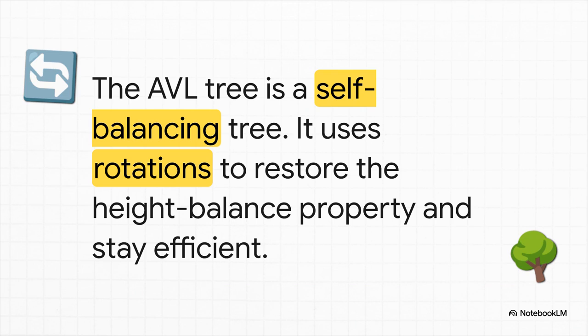Well, it's self-balancing. This means whenever you add or remove something, the AVL tree actually checks to see if it's getting lopsided. And if it is, it performs this clever little shuffle. It's called a rotation, to rebalance itself. It's like it has a built-in maintenance crew that keeps the whole structure perfectly efficient all the time.